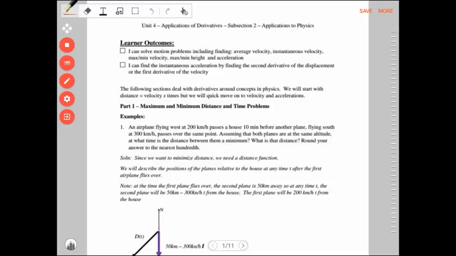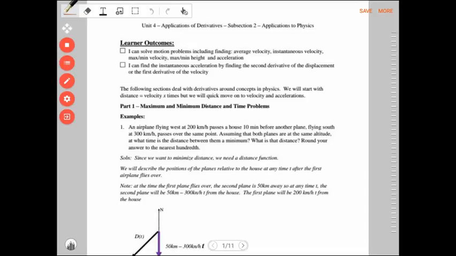Hi everyone, Unit 4 Applications of Derivatives, Subsection 2 Applications to Physics. So there's your learner outcomes. We're going to be dealing with velocity, instantaneous velocity, max-min velocity, max-min height, accelerations.